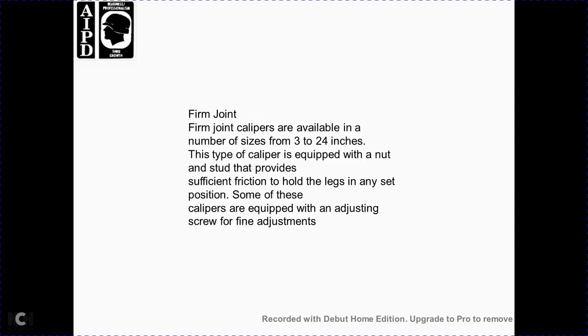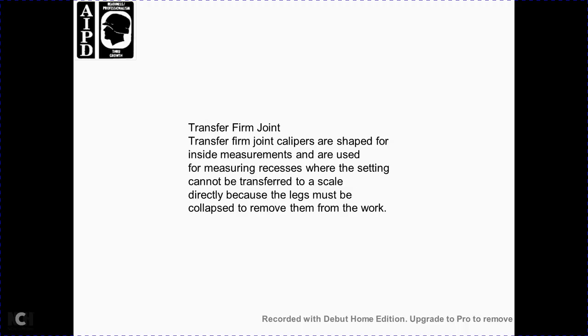Firm joint calipers are available in sizes from 3 to 24 inches. This typical type of caliper is equipped with a nut on the end of the stud, which provides sufficient friction to hold the legs in position. Some calipers are equipped with an adjusting screw for fine adjustments. Transfer firm joint calipers are shaped for inside measurement and are used for measuring recesses where the setting cannot be transferred to a scale directly, because the legs must be collapsed to remove them from the work.